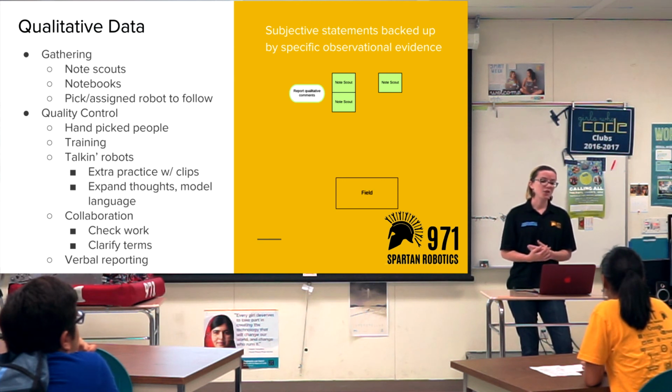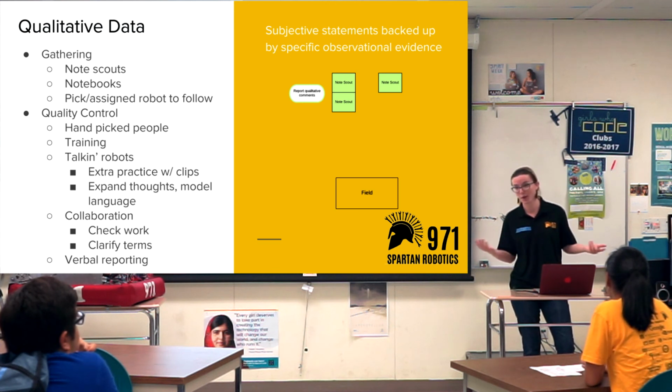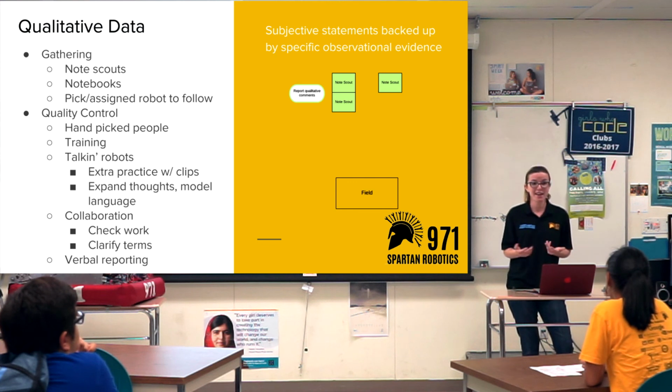So how do we ensure quality control for the note scouts? We handpick the people. It's generally people who started out as binder scouts and were making really insightful comments, or were just genuinely interested and consistently showing up. Some basic aspects of, hey, they might be good to move up into scouting leadership. They go through the same training. They also go through some extra training where we watch clips and we just talk robots.